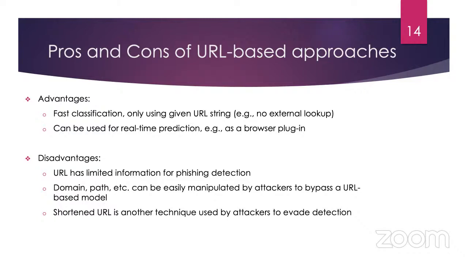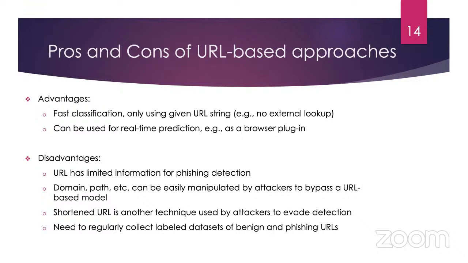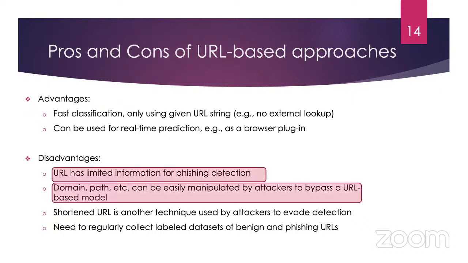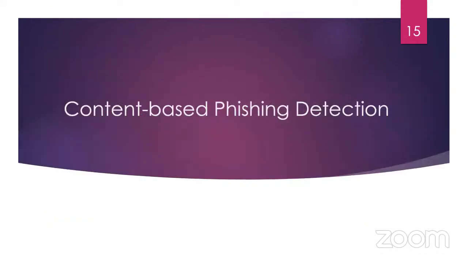And of course, URL shortening is another technique that attackers usually use. And finally, one important point is that you need to continuously collect a labeled dataset if you want to deploy this solution. But if you ask me, the limited information in a URL is actually the main disadvantage of this approach. So we look into more information, and that's the HTML content. That leads us to phishing detection models that use HTML contents.